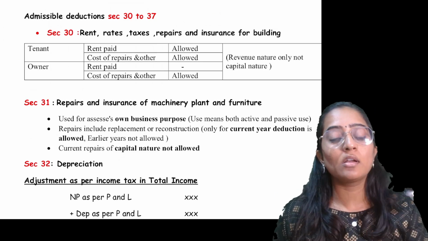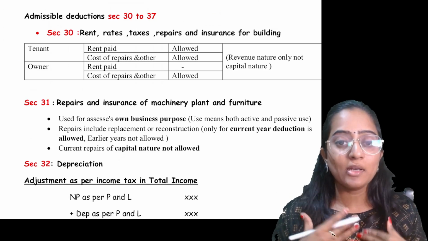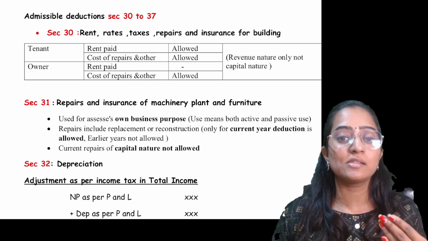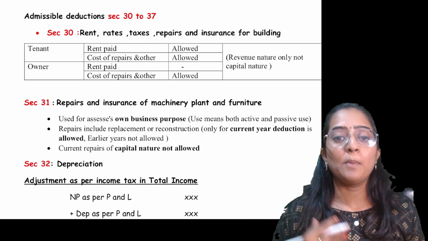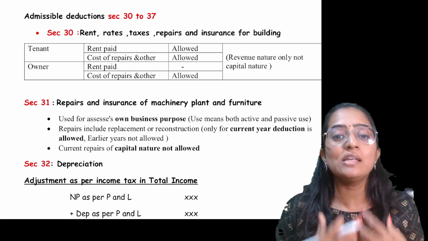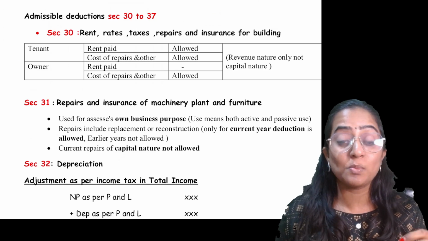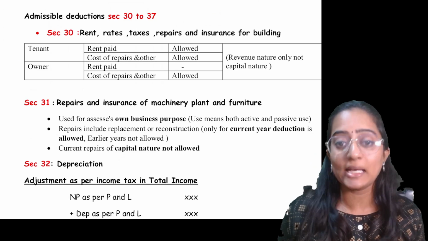And the owner, that is, first let's speak about the tenant. I'm a tenant, I'm paying rent. I'm paying some rates and taxes, that is, I'm paying taxes for the building. I'm paying for the repairs of the building. I'm paying for the insurance of the building. All these are revenue in nature, no? All these revenue expenses would be considered as my expenses in my PGBP, that is, under my income tax as well.